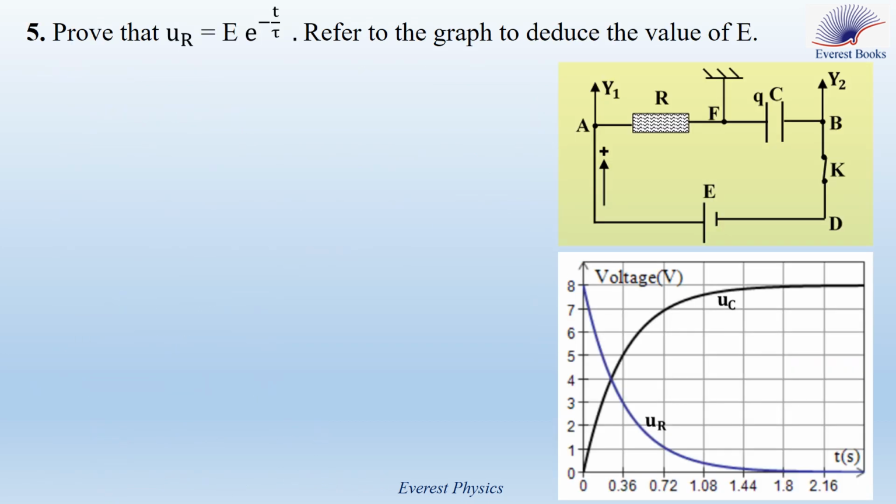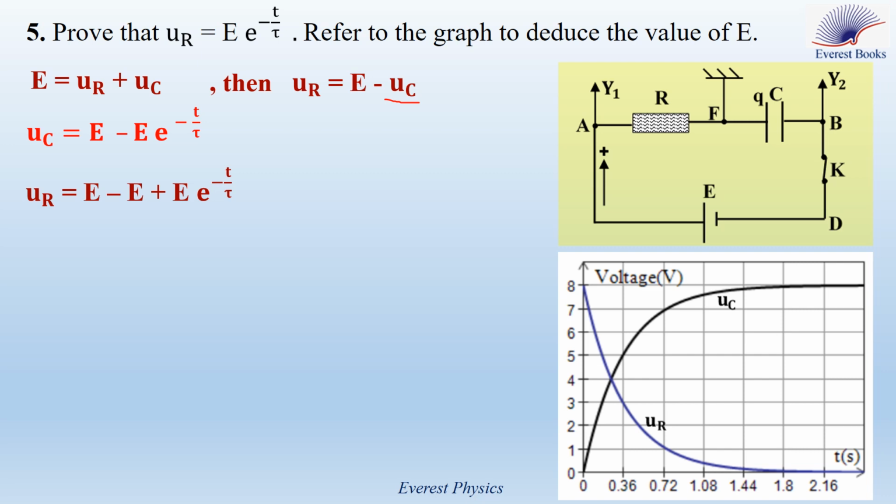Part 5. Prove that UR is equal to E exponential minus t over tau, and then refer to the graph to deduce the value of E. We have E equal UR plus UC, proved in number 2.1. Rearrange, then UR equal E minus UC, but UC is equal to E minus E exponential minus t over tau. Now replace UC by its expression, so UR becomes E minus E plus E exponential minus t over tau. E minus E becomes 0, so UR is equal to E exponential minus t over tau.